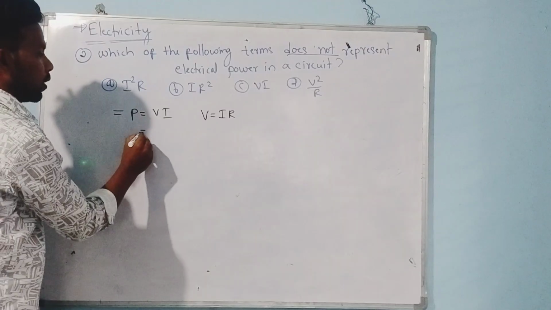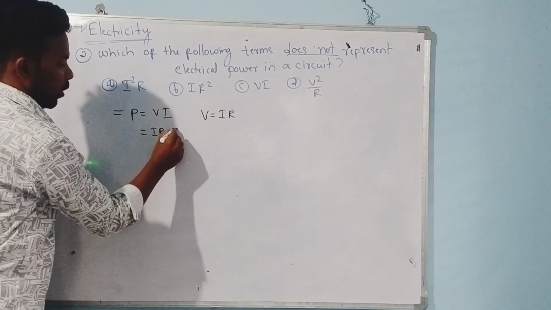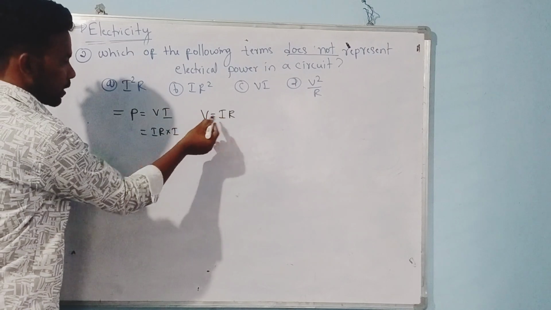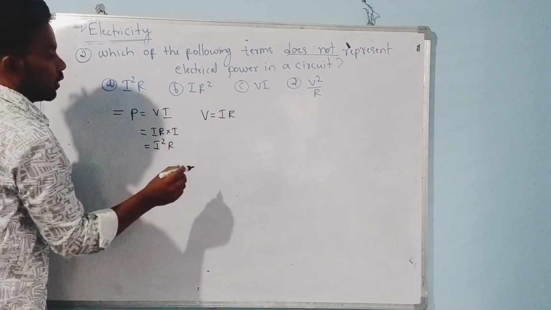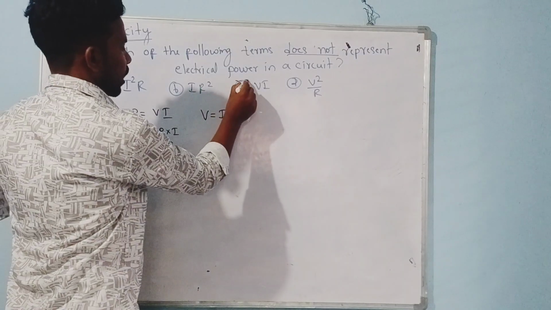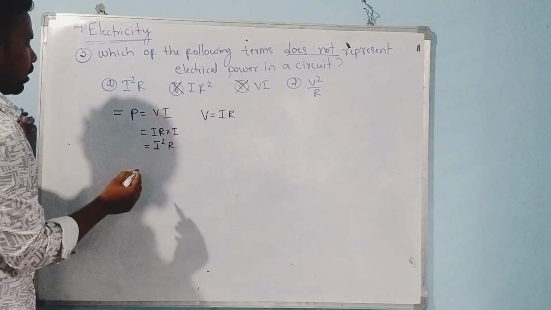Now check. V is equal to IR. P is equal to I into R into I. What I did, instead of V, I replaced IR. So I square R. This one also is not the answer. Next.